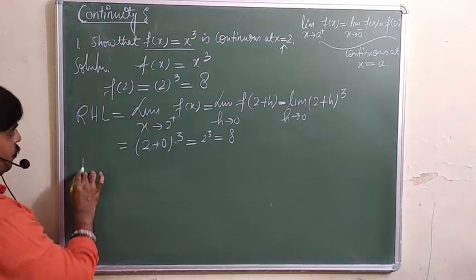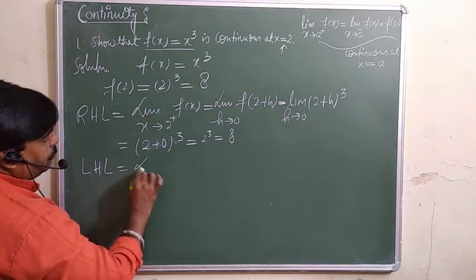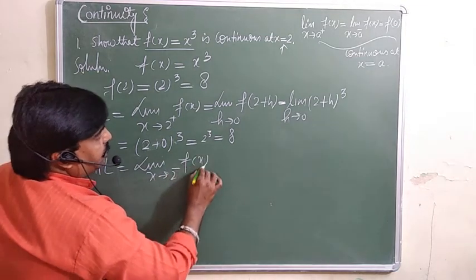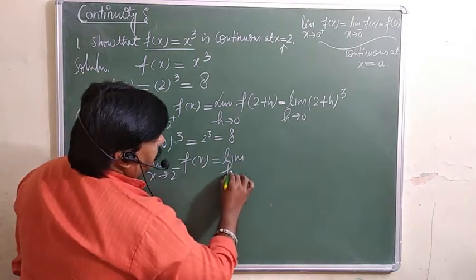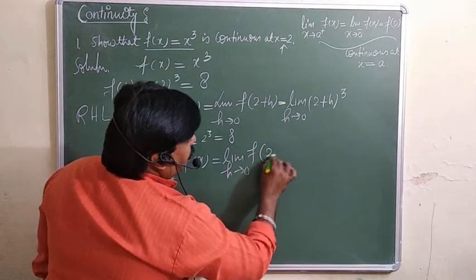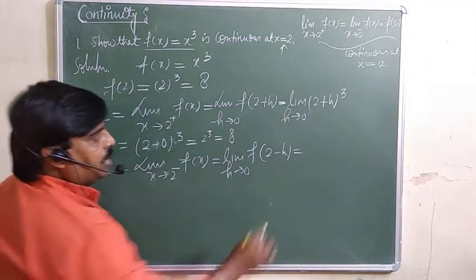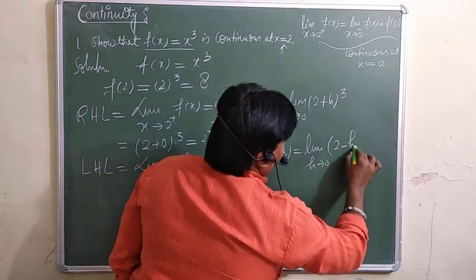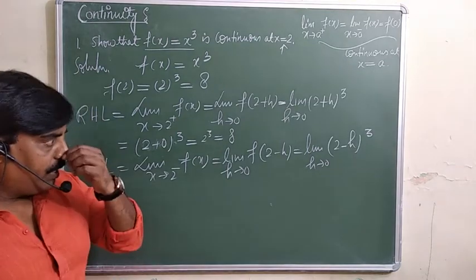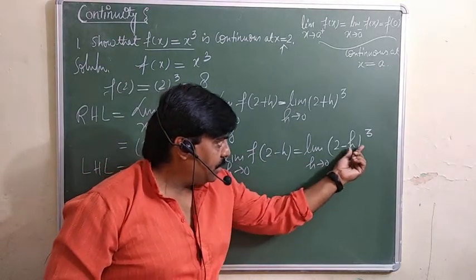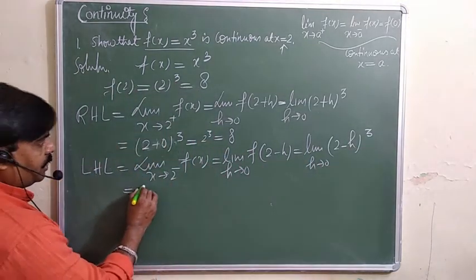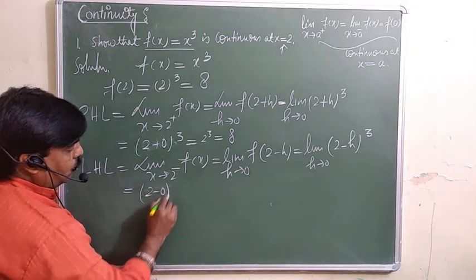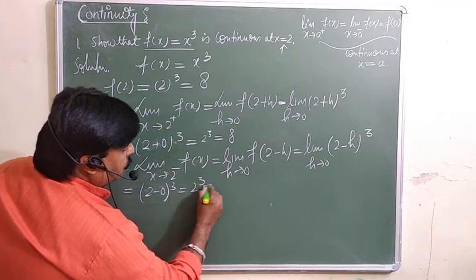Now similarly, you must calculate the left hand limit. Limit x tends to 2 minus of f(x) is equal to limit h tends to 0 of f(2 minus h), which is (2 minus h) whole cube. Now put h tends to 0, h is 0 here. So you will get (2 minus 0) whole cube, which is 2 cube, equal to 8.